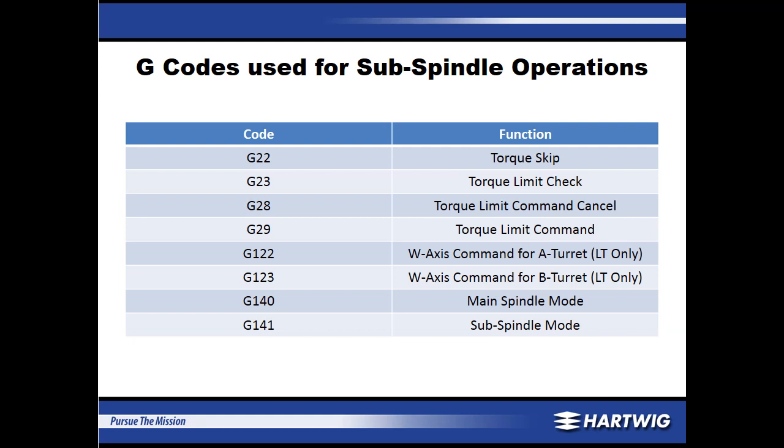There's a few G-codes that we like to use associated with sub-spindle programming. Some of these are not only sub-spindle specific, but they do get used most of the time in part transferring.